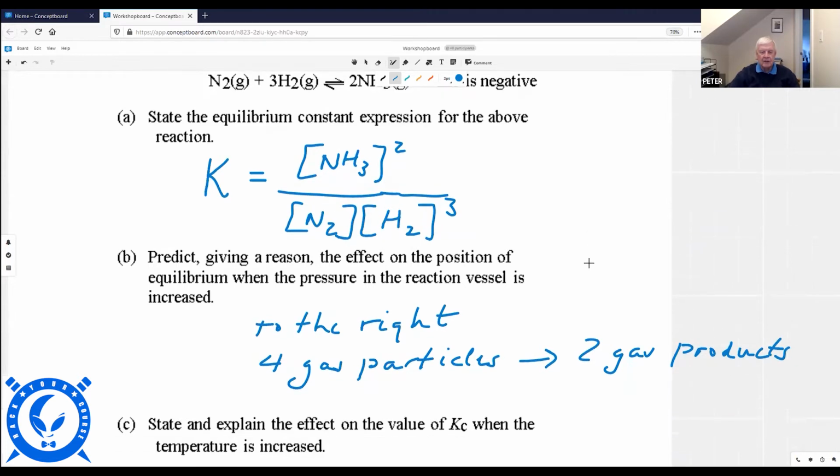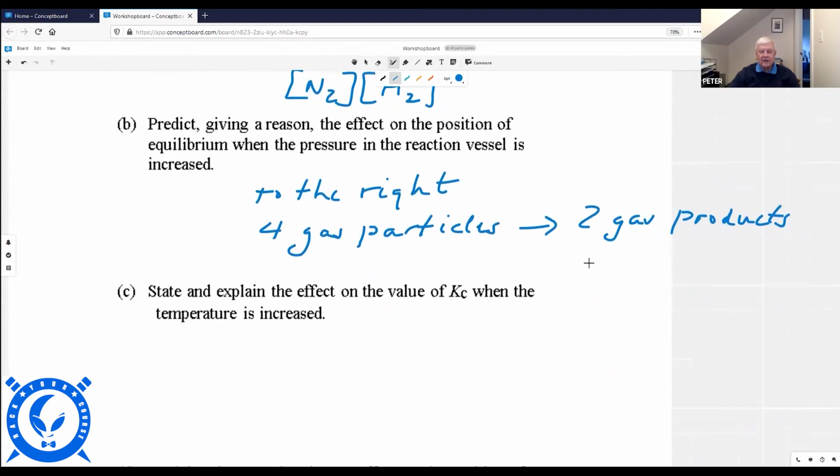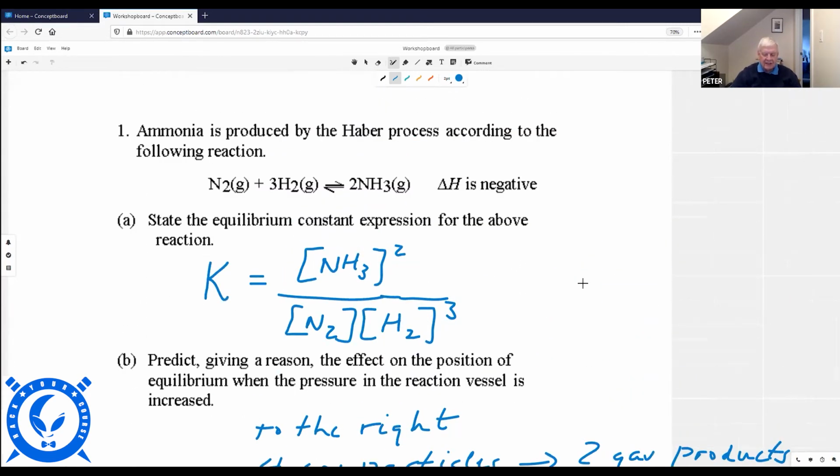All right. What's the effect on the value of Kc when the temperature is increased? Kc is this beast that I wrote originally because, of course, I'm indicating the concentrations of the various species in moles per liter. All right, temperature is increased. So delta H is negative, which means it's exothermic. Heat is the product. So if I increase the temperature and put heat in, that's going to be pushing it back to the reactants, N2 and H2.